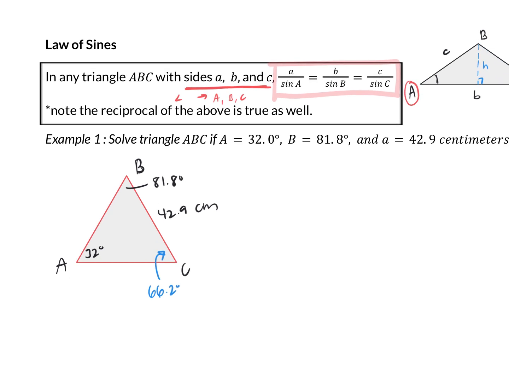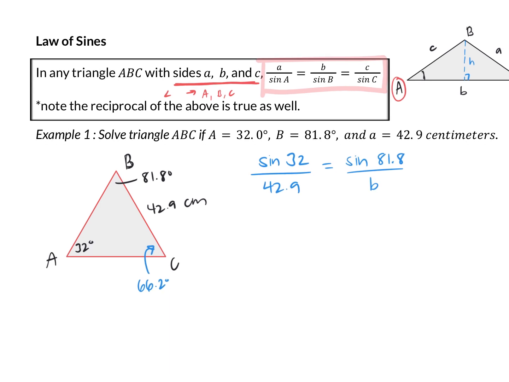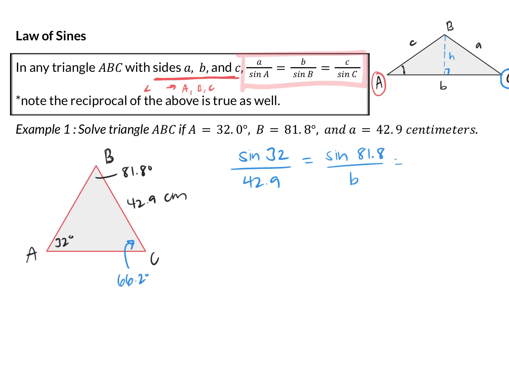So let's go ahead, set up my proportion. Again, I like to write the sines on top. That's just personal preference, but you don't have to. You can write them on the bottom if you would like, okay? So I've got here the sine of angle A, which is 32, divided by the side length of A, which is 42.9, is going to be equal to sine of B, which is 81.8, divided by, I don't know the side length of B, and then sine of 66.2, all divided by side length C.